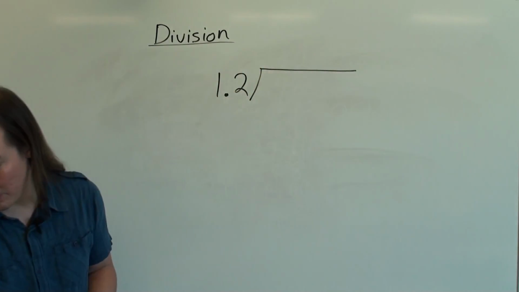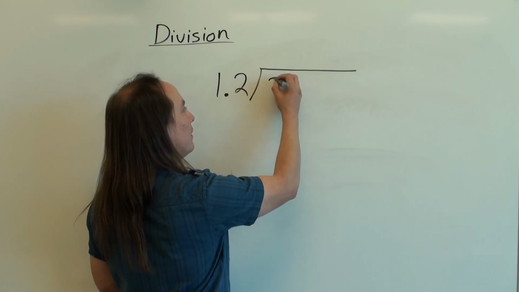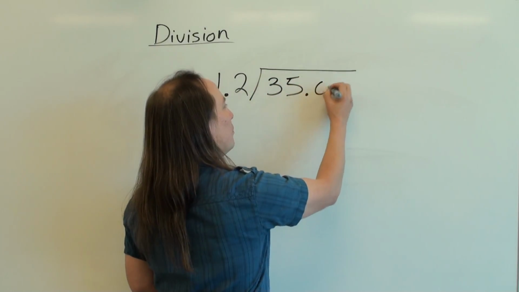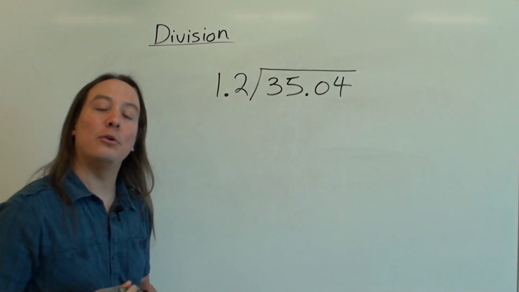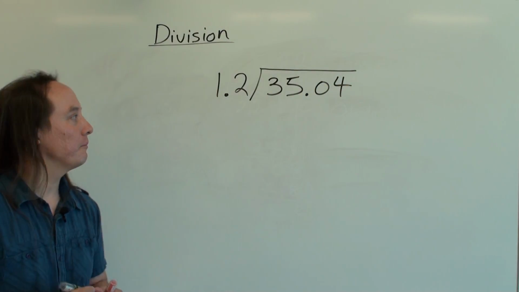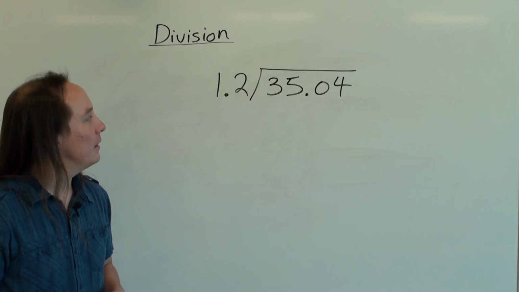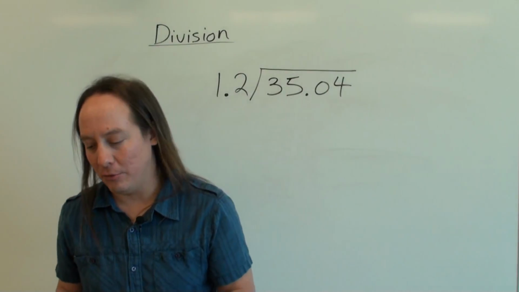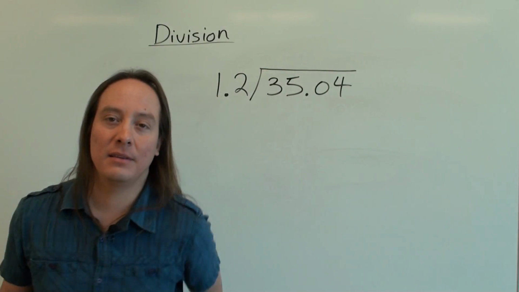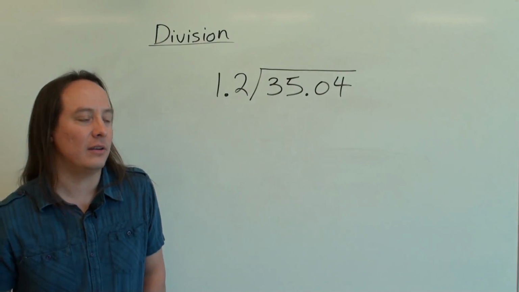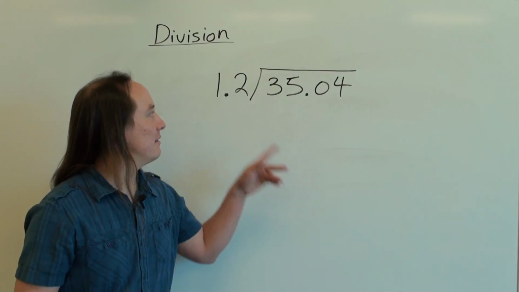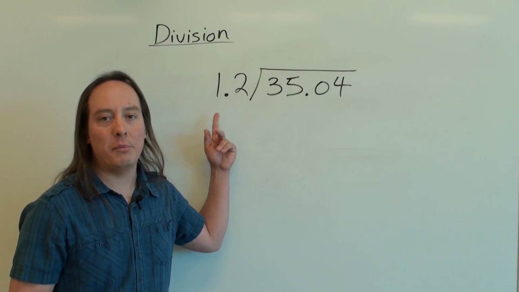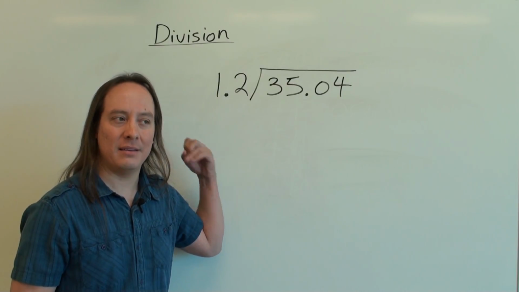All right, so 1.2 outside, and then we have 35.04 on the inside. So 35.04 divided by 1.2. Okay, so now this is where I can't, this is where I have to place the decimal at the beginning. I have to do something to place the decimal in its correct location at the beginning, and I know that because of the divisor, the number outside the house. This number is a decimal. It's 1 point something. It's 1.2, but it has a decimal in it.